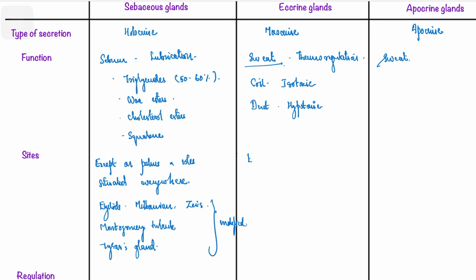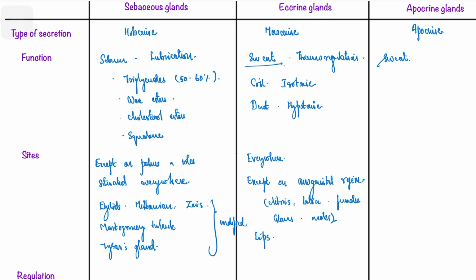Eccrine glands are situated everywhere except in the anogenital region, like the clitoris and labia in females, and in males they are absent over the glans penis. Okay, and they are also absent in the lips and external auditory canal.